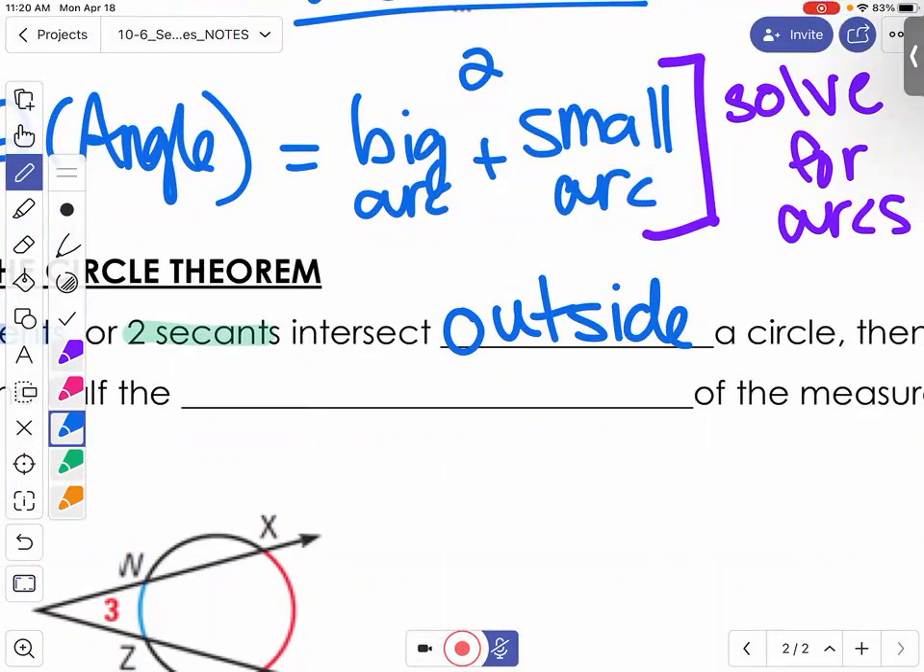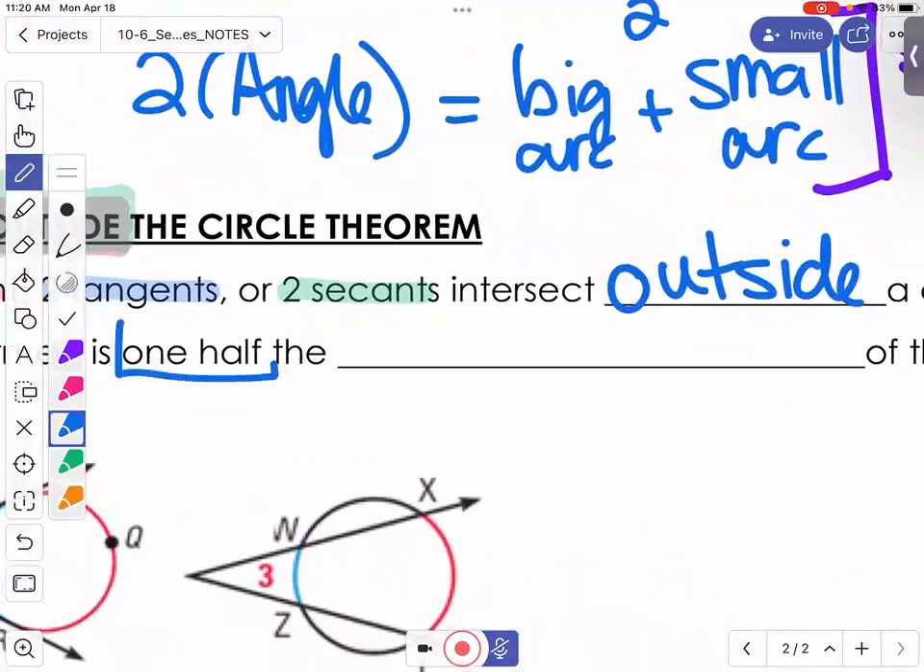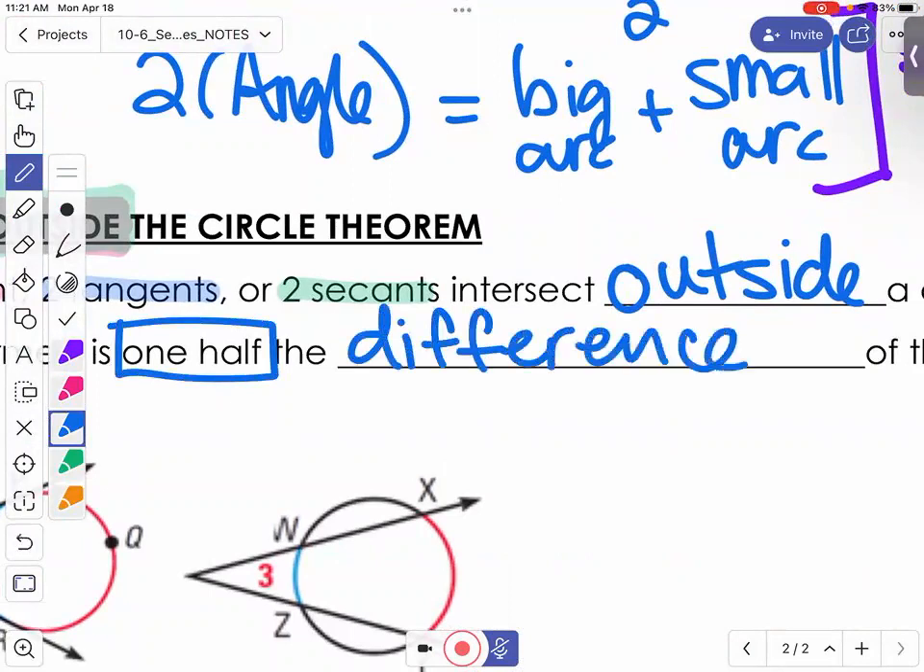still the same. It is still 1/2, but this time it is half of the difference. So it doesn't matter which combination of lines we have. If the lines intersect outside, it is now half of the difference.